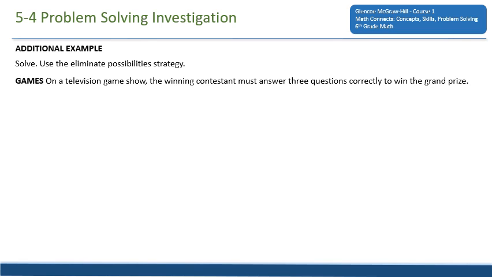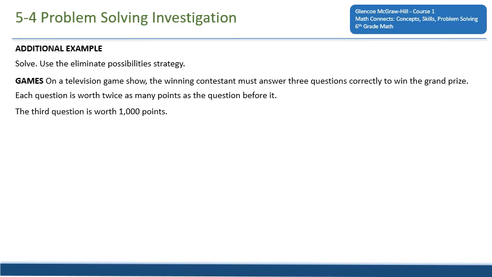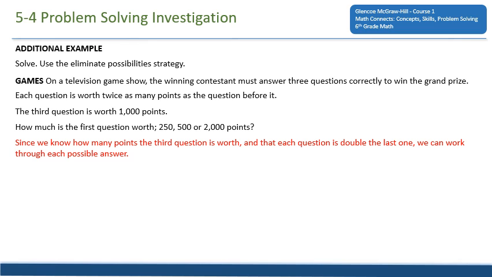Additional example. Solve, use the eliminate possibilities strategy. Games. On a television game show, the winning contestant must answer 3 questions correctly to win the grand prize. Each question is worth twice as many points as the question before it. The third question is worth 1,000 points. How much is the first question worth? 250, 500, or 2,000 points?